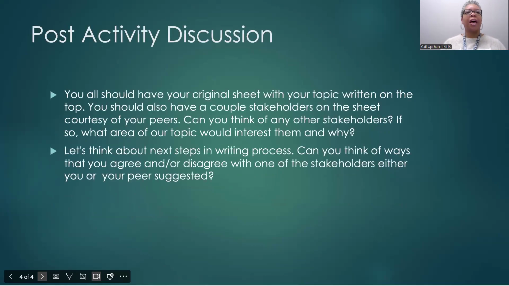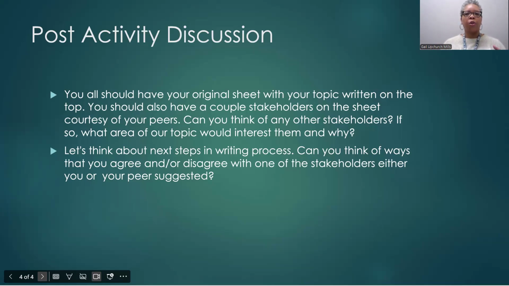So the post-activity discussion, and by the way, this activity can go on for an entire class session. It really just depends on the excitement and the enthusiasm around these stakeholder groups, around the activity itself, how long it takes them to get through each cycle. But the discussion is really where it's at, everybody.